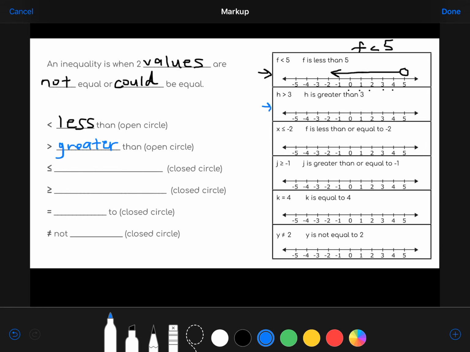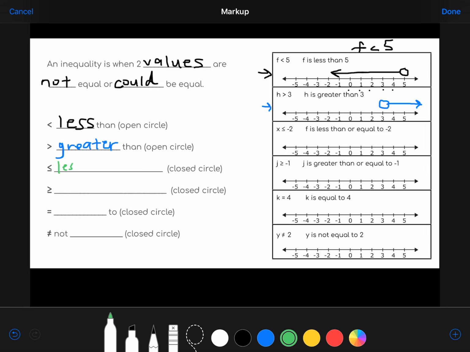So I would find 3, and because I know it's not equal to 3, it's just numbers bigger than 3, it's an open circle. I'm going to go to the right to show all of the values that are bigger than 3. So for example, 4 would be greater than 3, 5 would be greater than 3, and so on and so on.